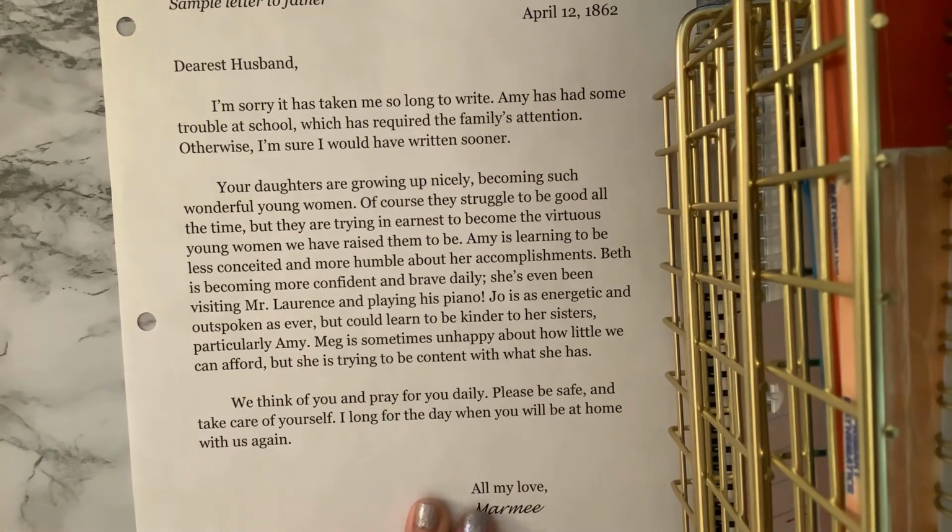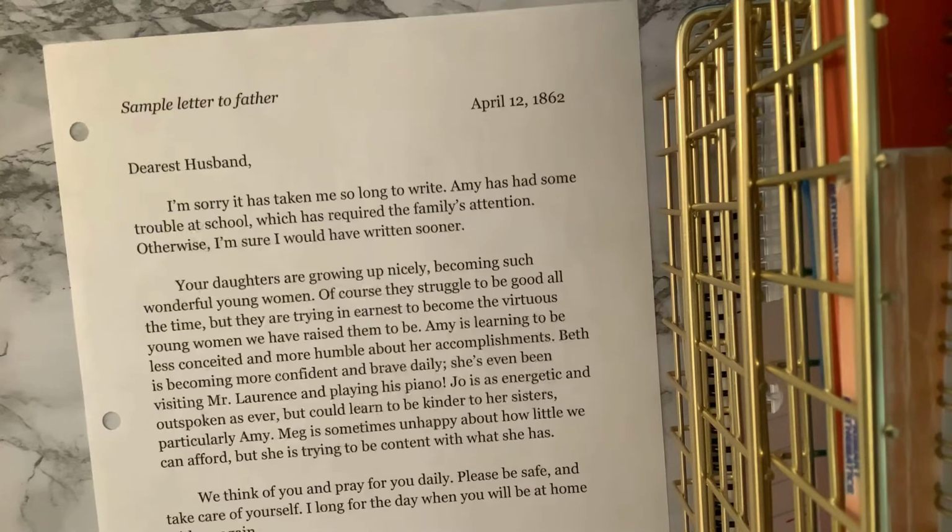We're going to the right. All my love, comma, and then no skipping a line between. Just go to the next one. Signature, Marmee.